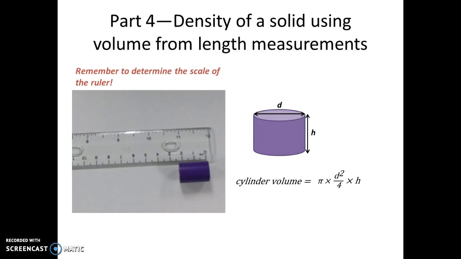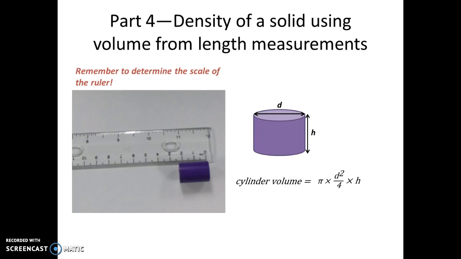So I need to get a plastic ruler, and I'm going to observe the scale of the ruler just like we did with the graduated cylinders, and make sure that you use the metric side, the side labeled with centimeters. You're going to make 2 measurements. You're going to measure the diameter of the cylinder and the height of the cylinder. To calculate its volume, you're going to use the equation to calculate the volume of a cylinder. You'll get that volume of your cylinder in centimeters cubed, and you'll find its density by using the same mass divided by the volume in centimeters cubed.